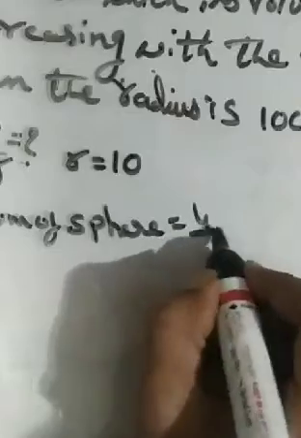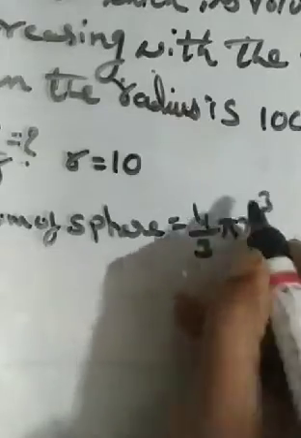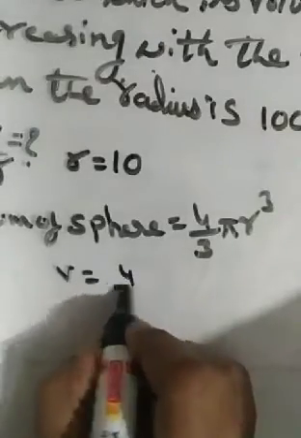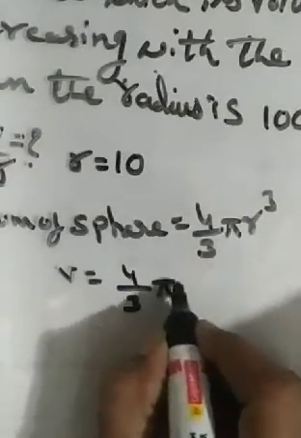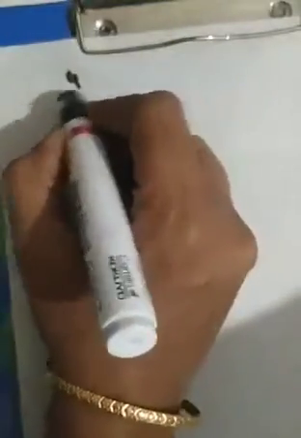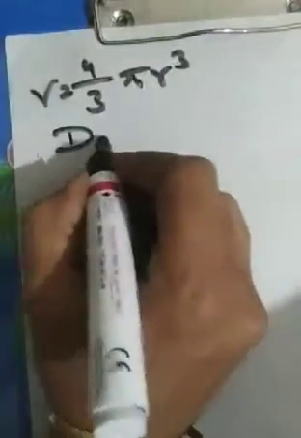Volume of sphere equals 4 by 3 pi r cube. So V is equal to 4 by 3 pi r cube. I will continue here. Just continuing the same. 4 by 3 V is equal to 4 by 3 pi r cube.